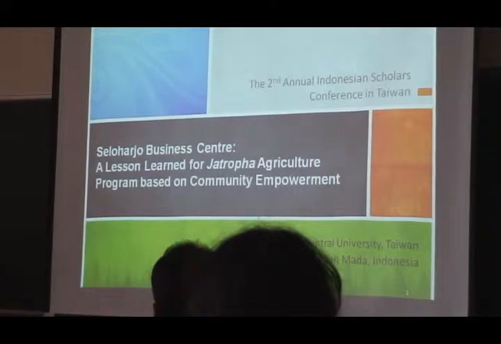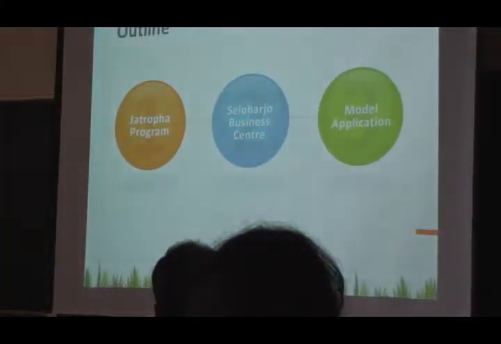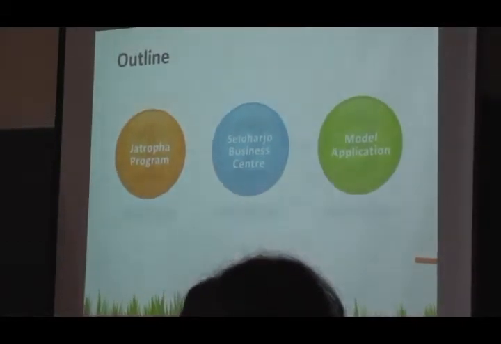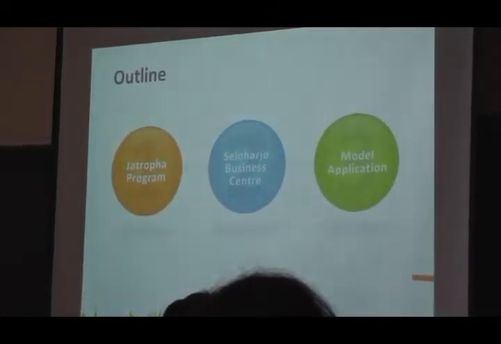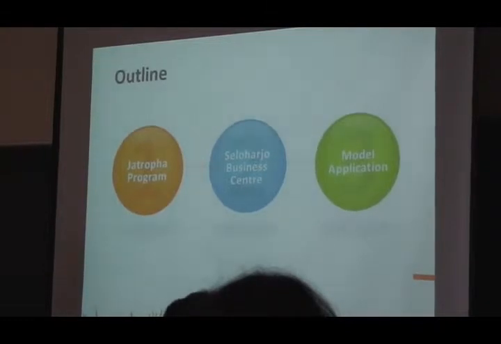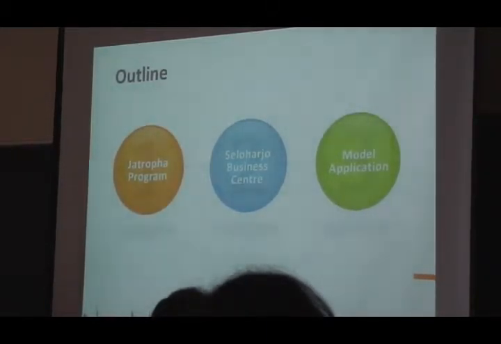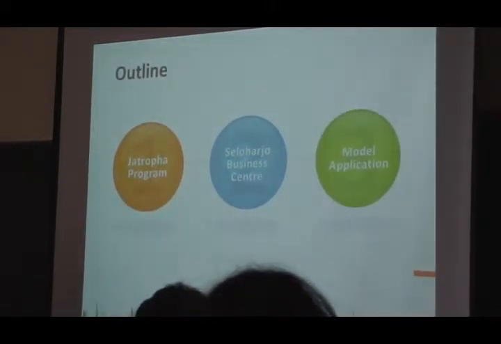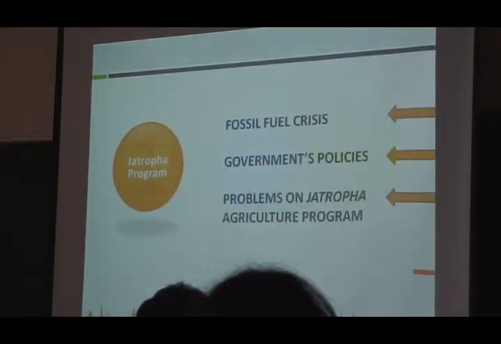So based on this title, here is my outline. First of all, we are going to discuss the Jatropha program: why this is important, what the motivation behind the Jatropha program is, and what kind of problems the Jatropha program in Indonesia has. The second step, we are going to discuss the Seloharjo Business Center. And the third step, we are going to discuss the model application. It seems that I look like a marketer now, speaking very fast and very frequently, because I have to manage my presentation in 10 minutes only.